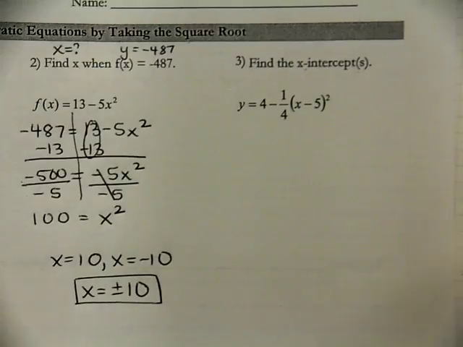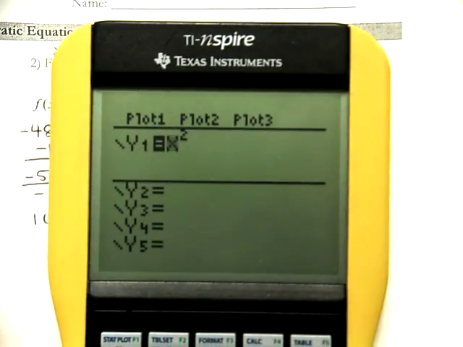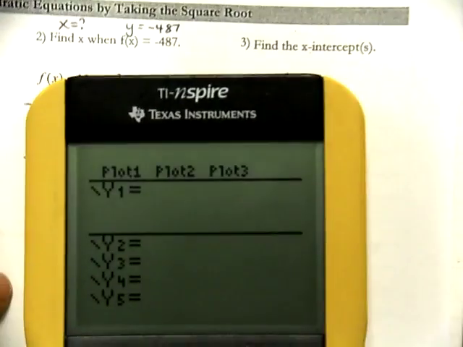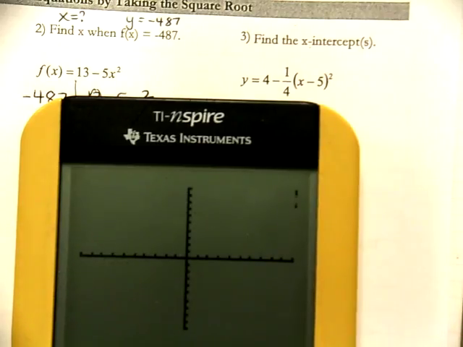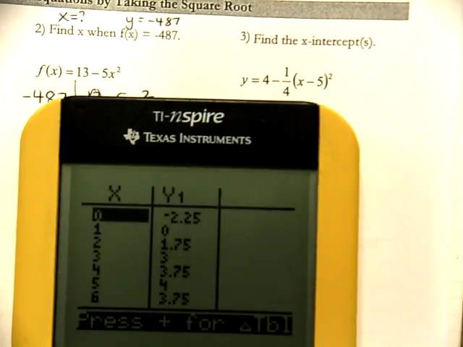You could use a graphing calculator, go to y equals, and type in the equation in the graphing calculator: 4 minus 1/4 times x minus 5 squared. And then I can go to the graph, and we can try and see where this graph has x-intercepts. And what we can see is that it has 2. And I can try and count these. I could also look at the table, and we know that our x-intercepts in the table are whenever y is 0.